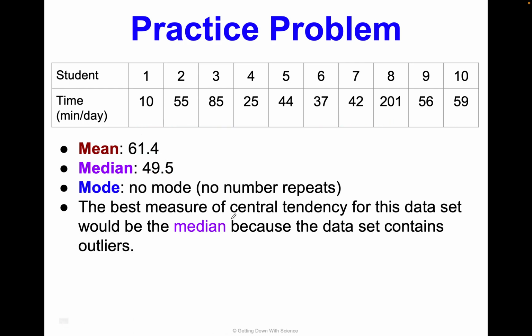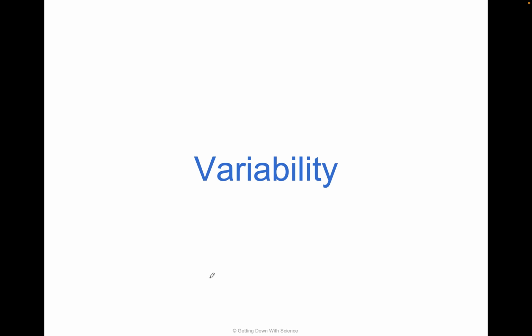Okay? So sometimes when they're asking you what is the best measure of central tendency, sometimes you have to do all 3 and then look at it and just sort of judge, and be like, okay, 49.5 is a lot closer to most of these numbers than 61.4, right? Cool. So variability within a data set, really important.